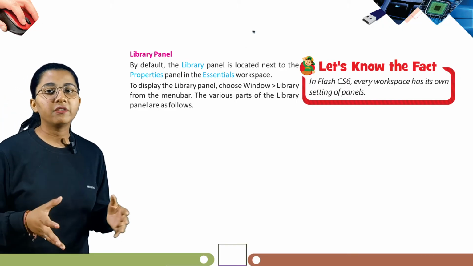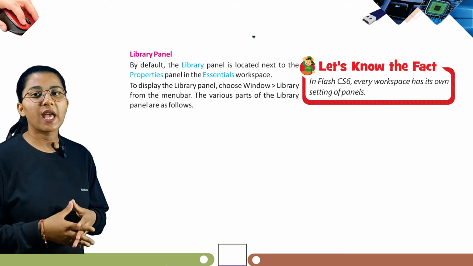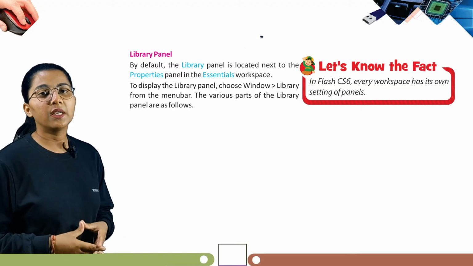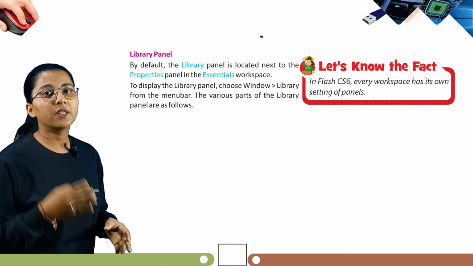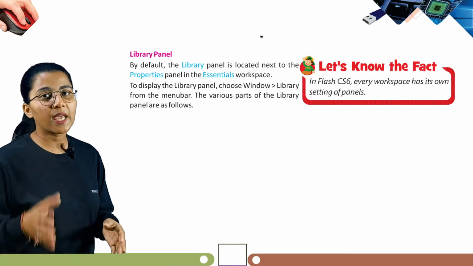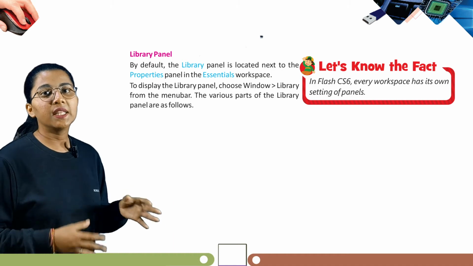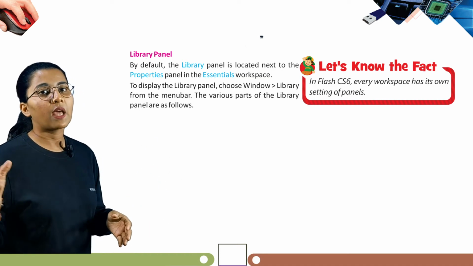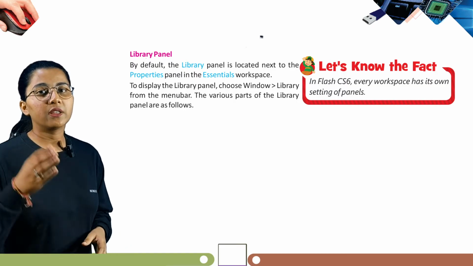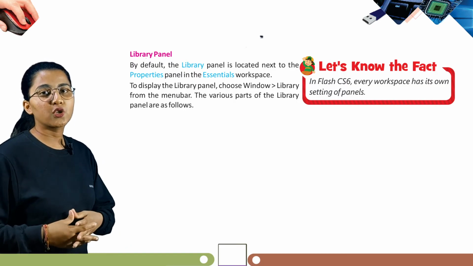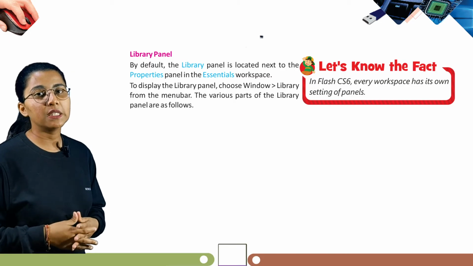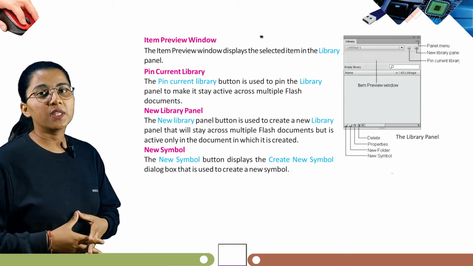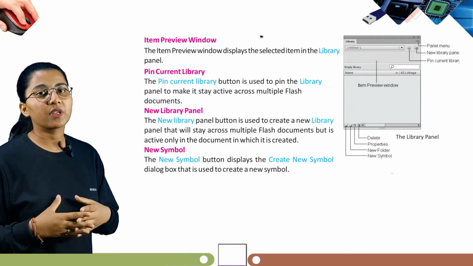It says that in Flash CS6, every workspace has its own editing of panels. Now let's learn about the Library panel. By default, the Library panel is located next to the Properties panel in the Essentials workspace. To display the Library panel, choose Window, then Library from the menu bar. The various parts of the Library panel are as follows. Now, Item Preview window. The Item Preview window displays the selected item in the Library panel.